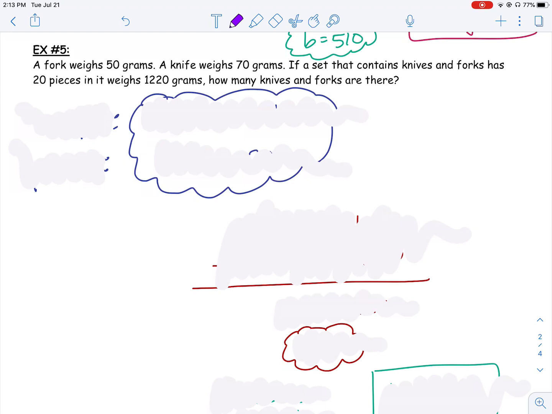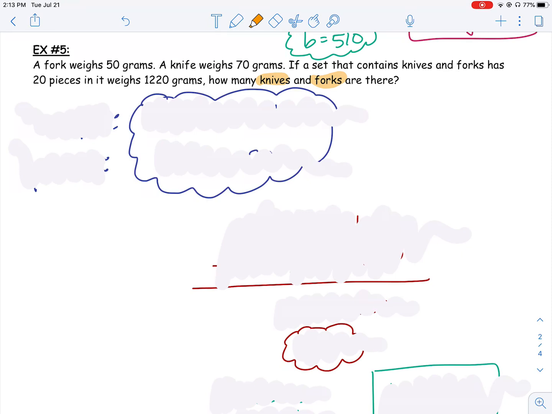All right, example number 5 says, a fork weighs 50 grams. A knife weighs 70 grams. If a set that contains knives and forks has 20 pieces in it and weighs 1,220 grams, how many knives and how many forks are there? So we're trying to figure out how many knives and how many forks. Can I use K for knives and F for forks instead of x's and y's all the time? That way it helps you remember what my variables stand for.